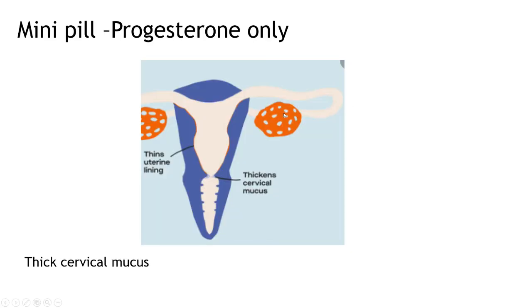The progesterone-only or mini pill thickens the cervical mucus in the cervix. That's how the cervical mucus prevents sperm from entering the uterus and therefore not meeting the ovum.